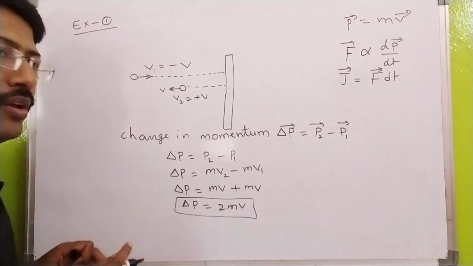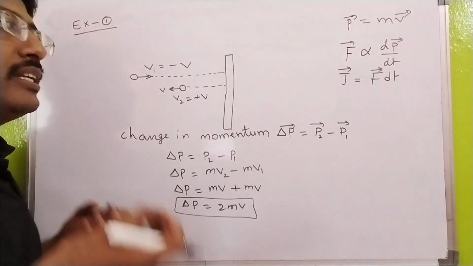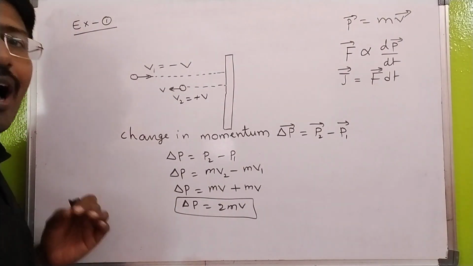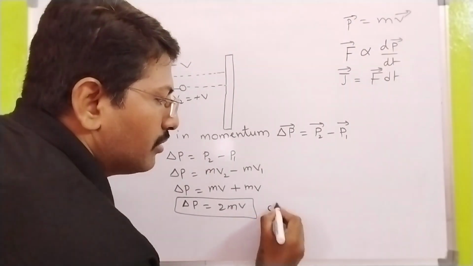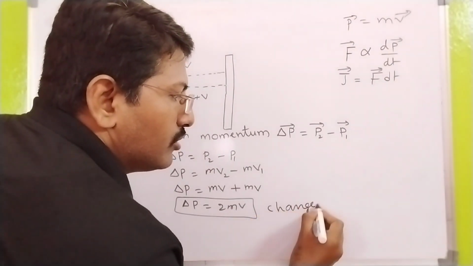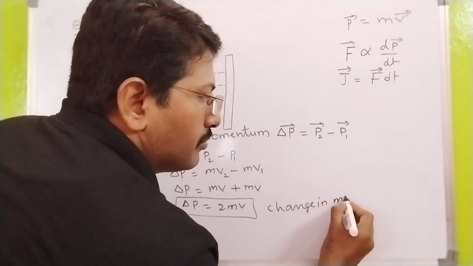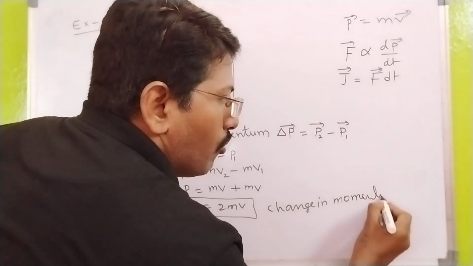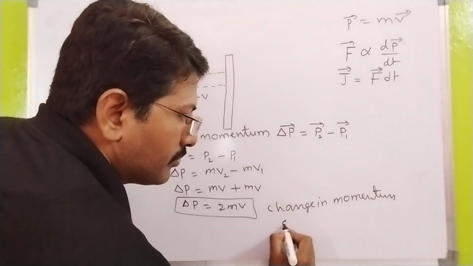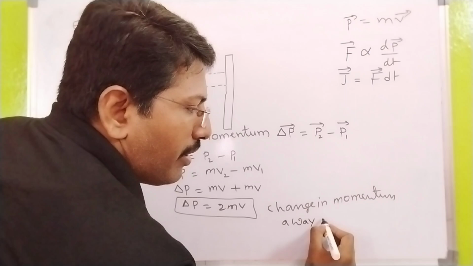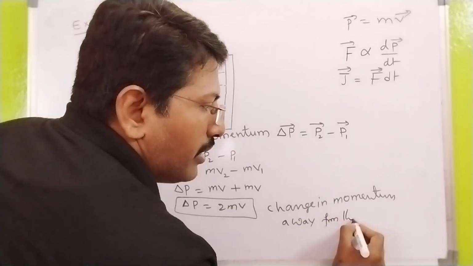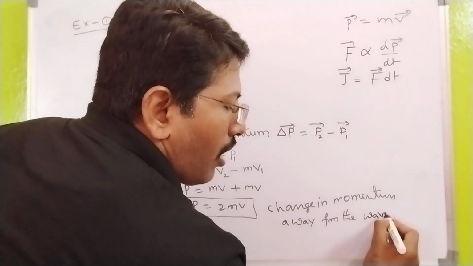Okay. In which direction is the change in momentum? It is away from the wall. Change in momentum is away from the wall. So how to know here?